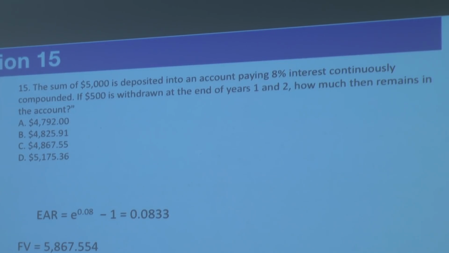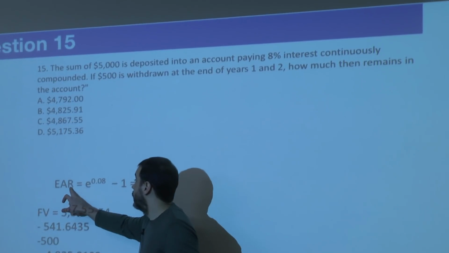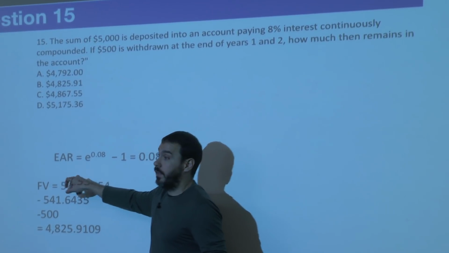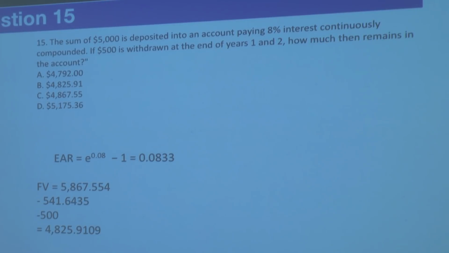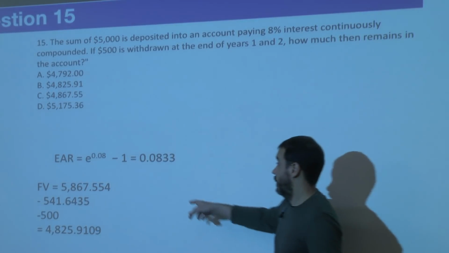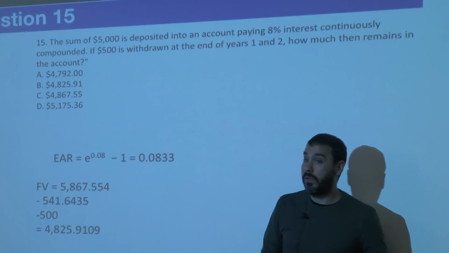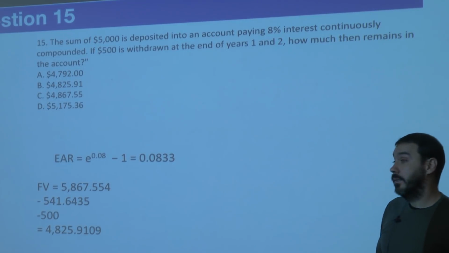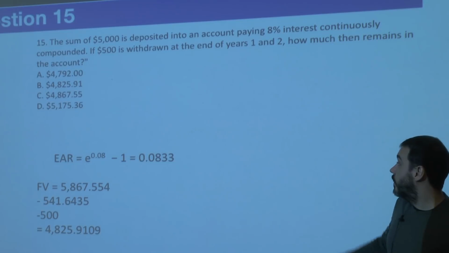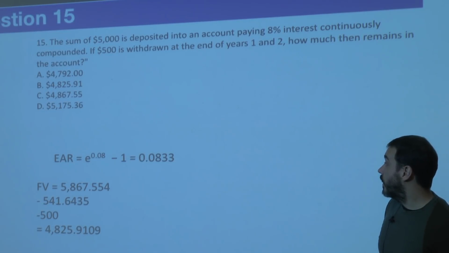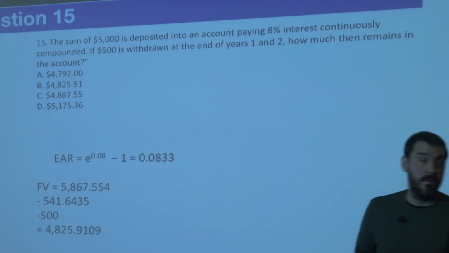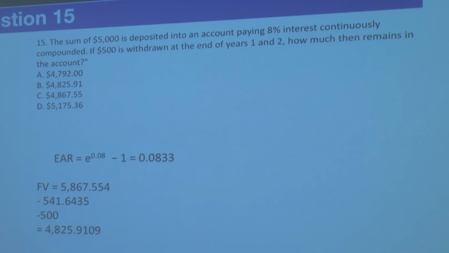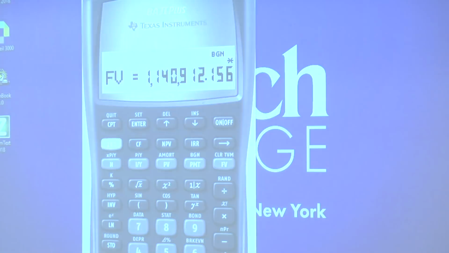So the first step is I need to know what the effective rate is, given that I have an 8% stated rate continuously compounded. And if you do e to the power of 0.08, you get 0.0833. Okay? Where is E on the calculator? You have the function e to the x.